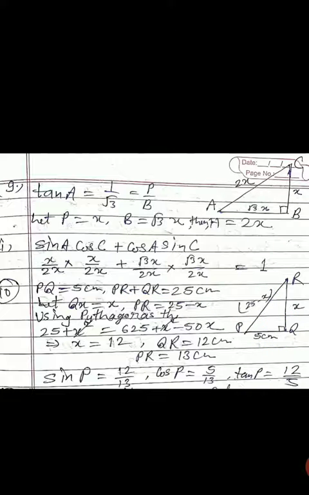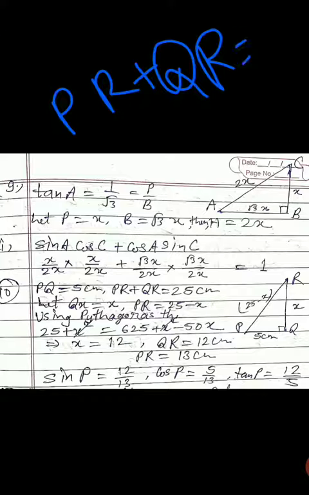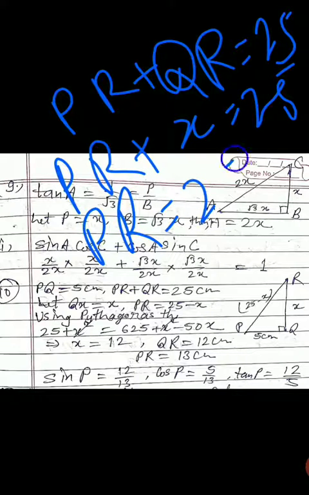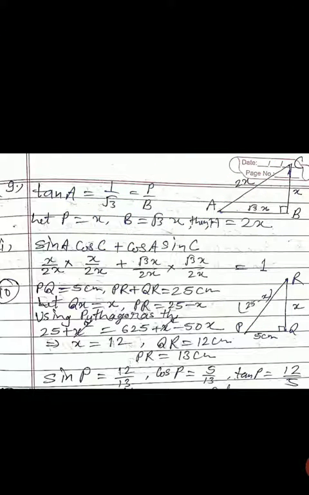How will it be? Because PR plus QR equals 25. So QR we assume x, so PR plus QR, with this taken as x, equals 25. Now we separate PR, that will be 25 minus x. So PR will be 25 minus x. We write here directly. Now this x, take it as QR. Okay, this will be QR here. Now QR equals x and PR will be 25 minus x.